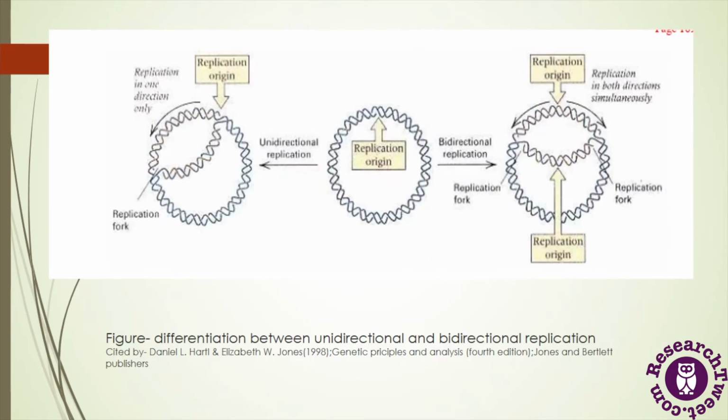Now the replication can be of two types. It can be unidirectional as well as bidirectional. In the case of unidirectional, the direction of replication is only in one direction. And in the case of bidirectional, the replication starts in both directions from the origin of replication, and the replication fork moves in both opposite directions.